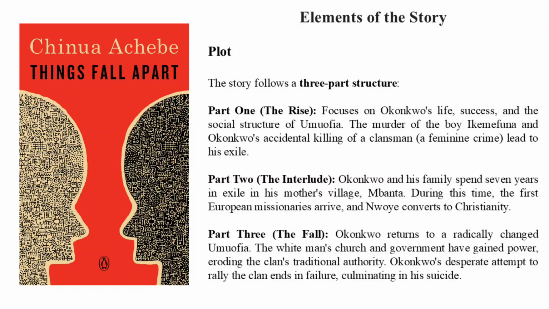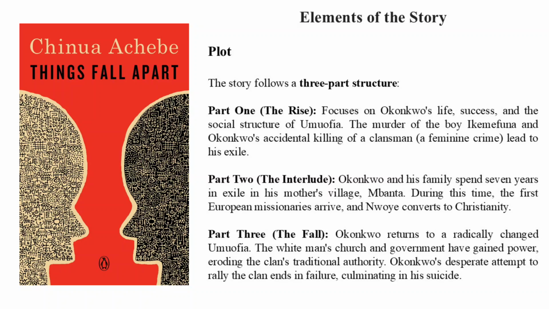1. Part 1, The Rise, focuses on Okonkwo's life, success, and the social structure of Umuofia. The murder of the boy Ikemefuna and Okonkwo's accidental killing of a clansman, a feminine crime, lead to his exile.